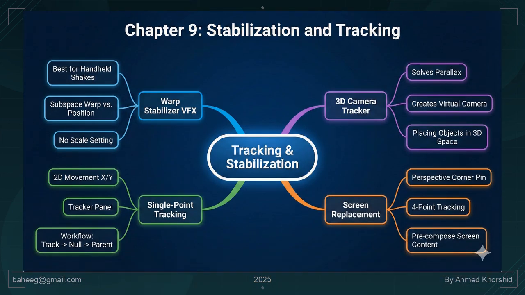Figure: Mind Map, Chapter 9, Stabilization and Tracking. Root: Tracking and Stabilization. Branch: Warp Stabilizer VFX. Node: Best for Handheld Shakes. Node: Subspace Warp versus Position. Node: No Scale Setting. Branch: Single Point Tracking. Node: 2D Movement X, Y. Node: Tracker Panel. Node: Workflow, Track and Null Apparent. Branch: 3D Camera Tracker. Node: Solves Parallax. Node: Creates Virtual Camera. Node: Placing Objects in 3D Space. Branch: Screen Replacement. Node: Perspective Corner Pin. Node: Four-point tracking. Node: Pre-compose screen content.